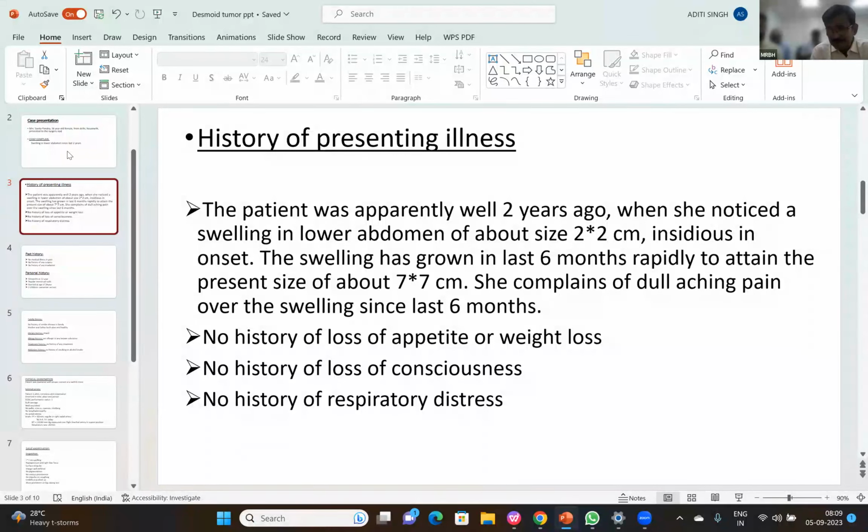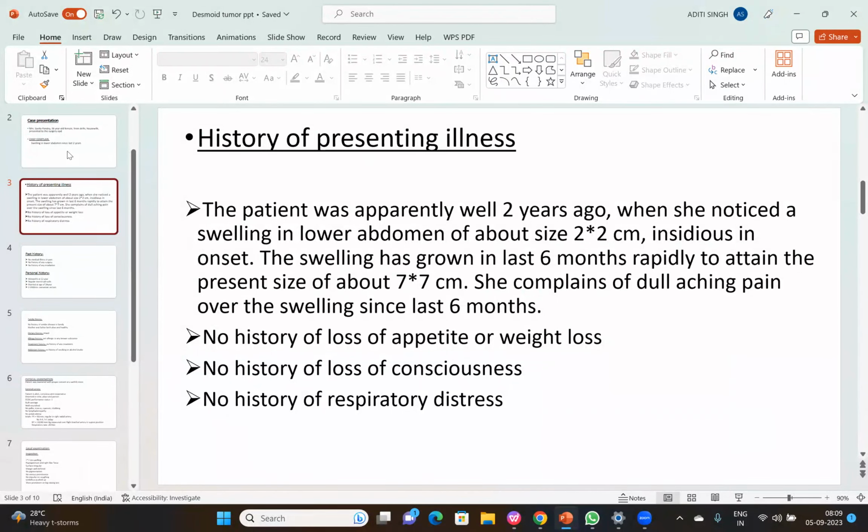If it is not a capsulated swelling, the swelling infiltrates into the local structures and may cause some amount of pain. So that point has to be mentioned, whether she has got any pain or not. If the patient has pain in the abdomen, you have to describe the character, duration, periodicity, relation of pain to food, or relation of pain to defecation.